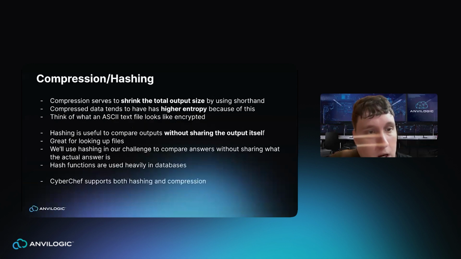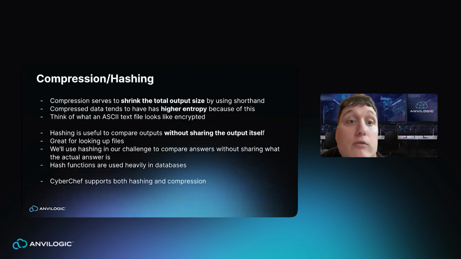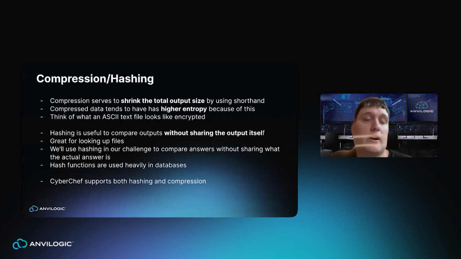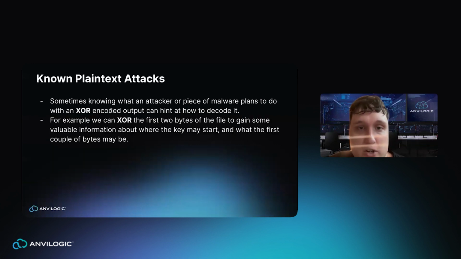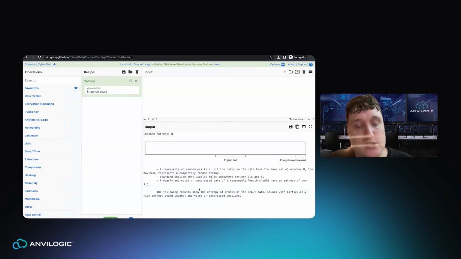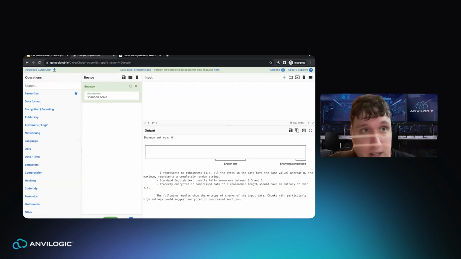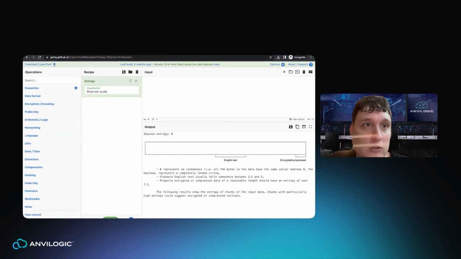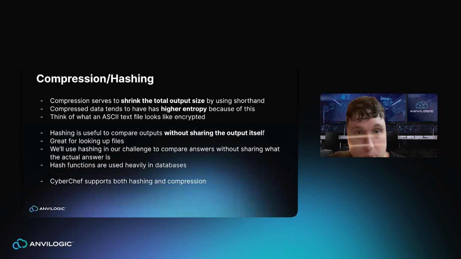Okay, keep going here. I'm quickly going to go over compression and hashing. They're kind of like encoding and encryption, but they aren't. Compression obviously shrinks the total output size. But what that effect does is basically it makes it have a higher entropy because it crunches a larger piece of data into a smaller piece. In order to do that, they have to manipulate individual bits and stuff like that. And the result of that is it just looks more random, and it raises the entropy.